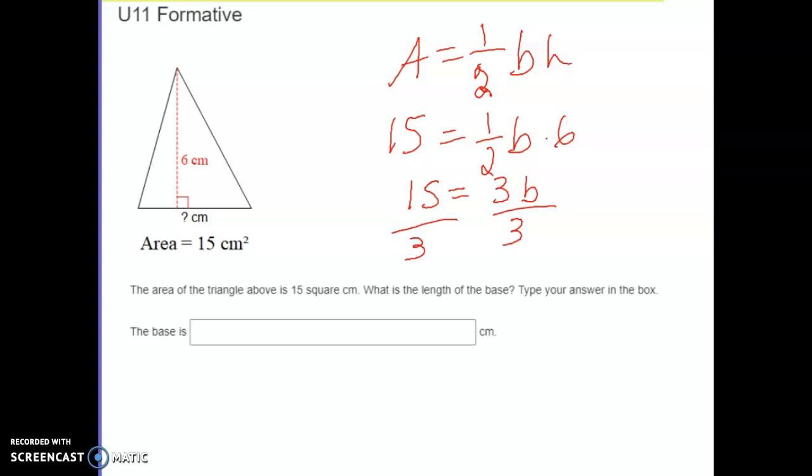Now when I divide both sides by 3 and isolate my b, I get b is 5. Is that it? That's it.